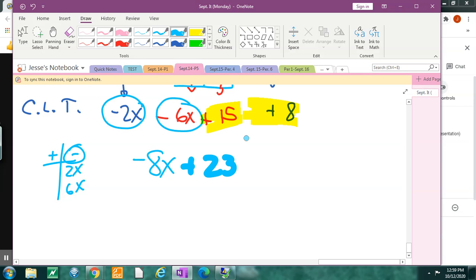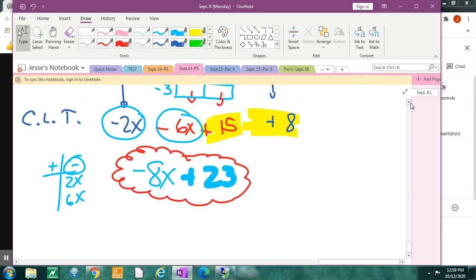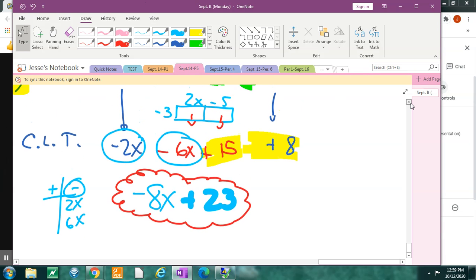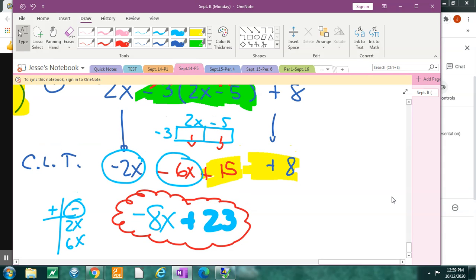Like Hector said, the other one doesn't have an x, so leave it alone. So that's your answer: negative 8x plus 23. So far, so good. This is what we're working on because this is going to help us for all the other stuff. This is the important thing right here.